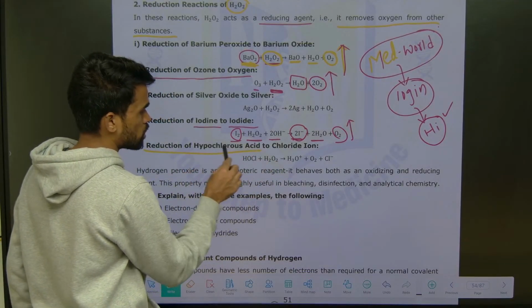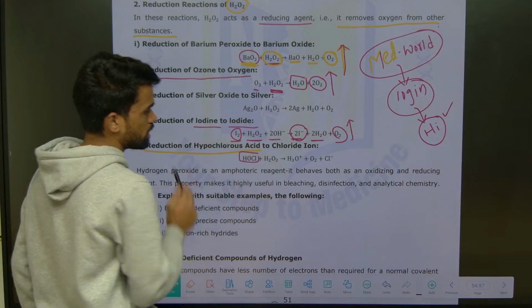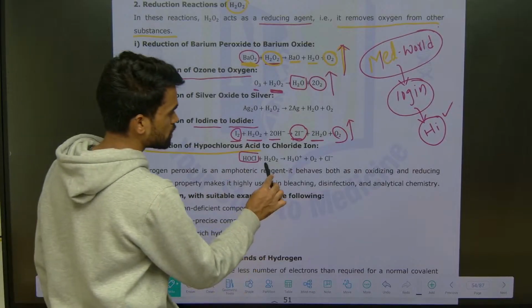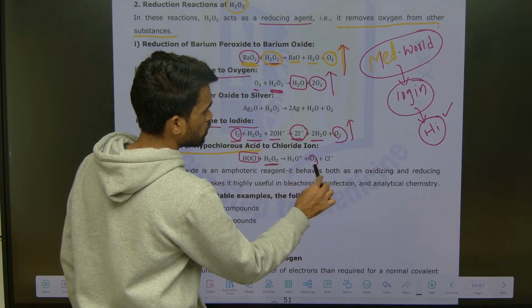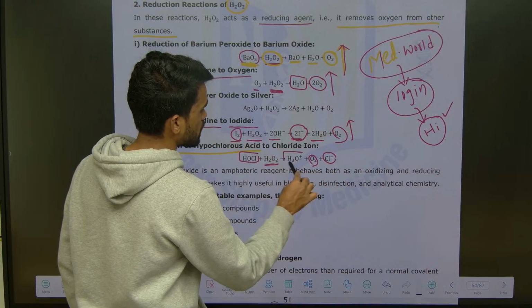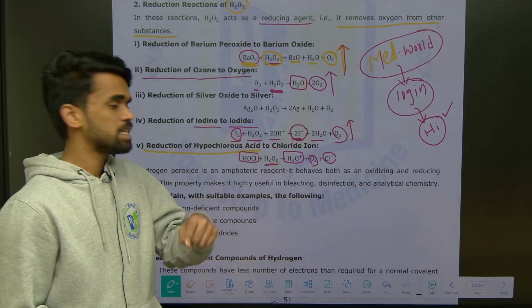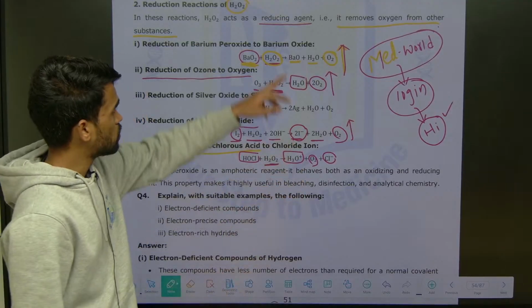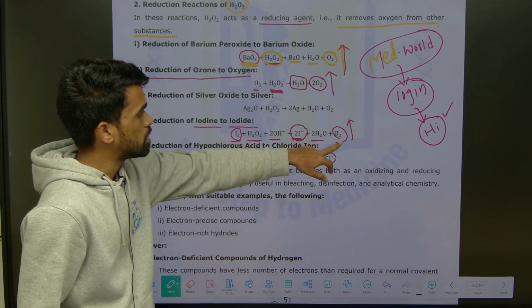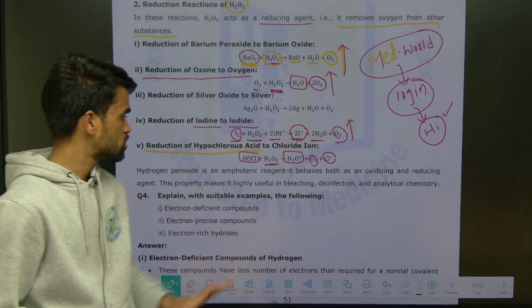Next, reduction of hypochlorous acid. It means hypochlorous acid, which is nothing but HOCl. Hypochlorous acid with H2O2 gives O2 plus chloride ion, and H plus ion is also released, like H3O plus. Just remember, H2O plus HCl plus O2 gas is released. In all these reactions, the common thing is O2 liberation, oxygen liberation.